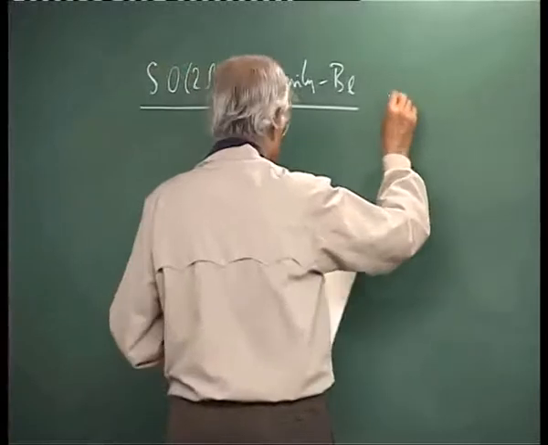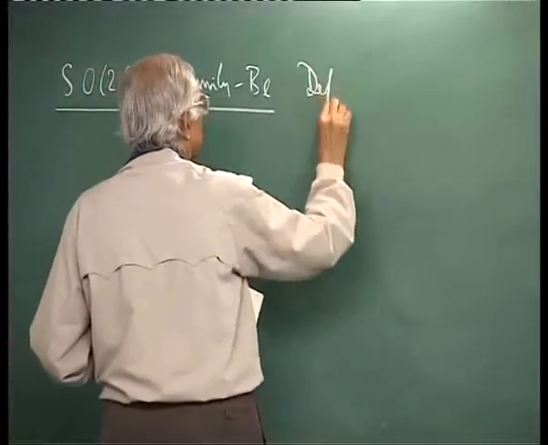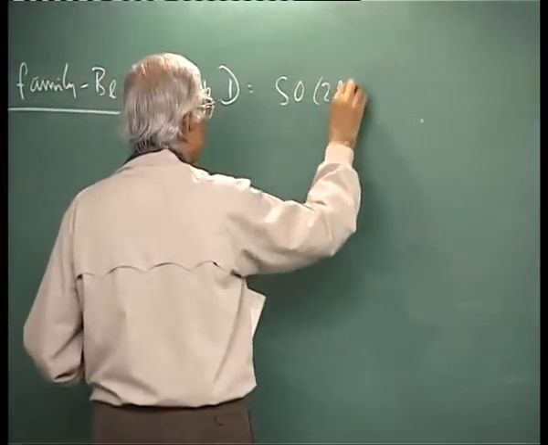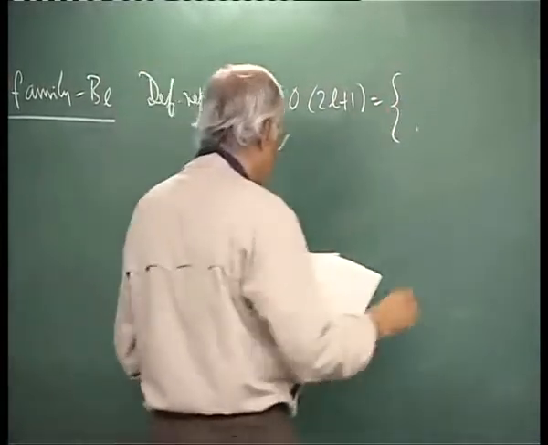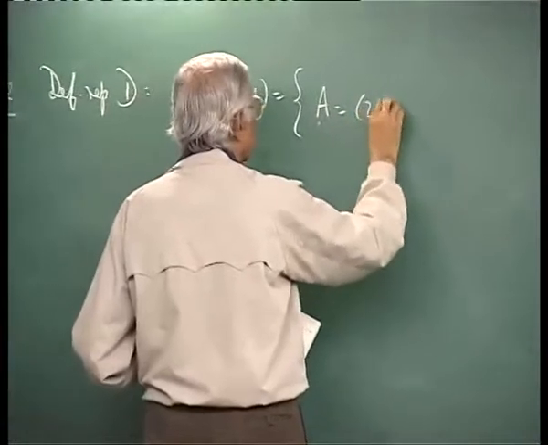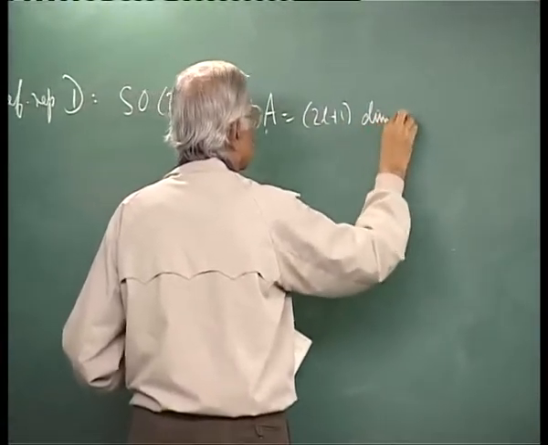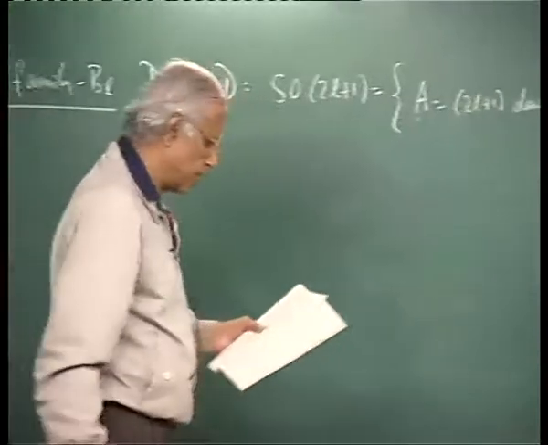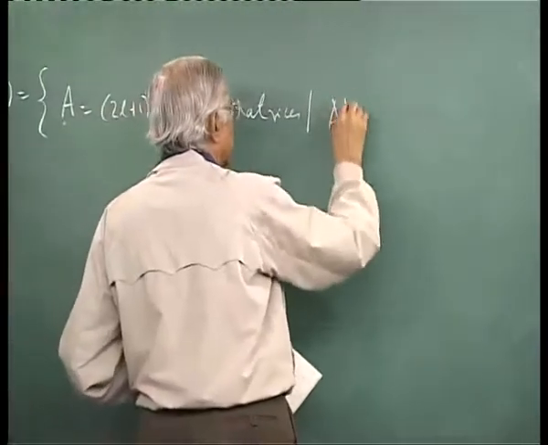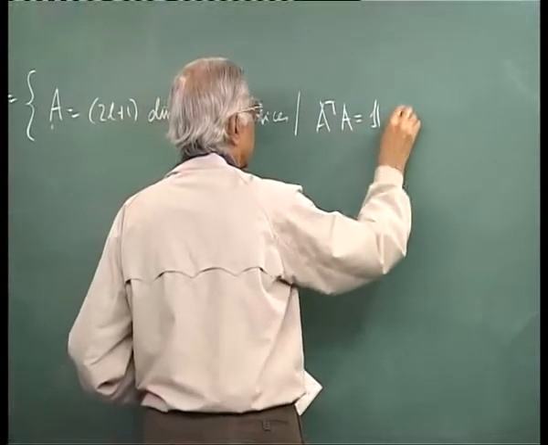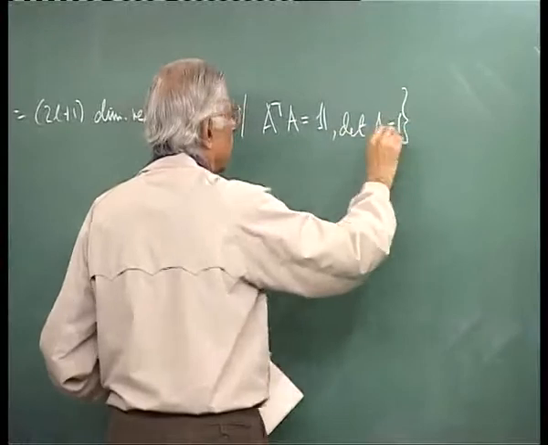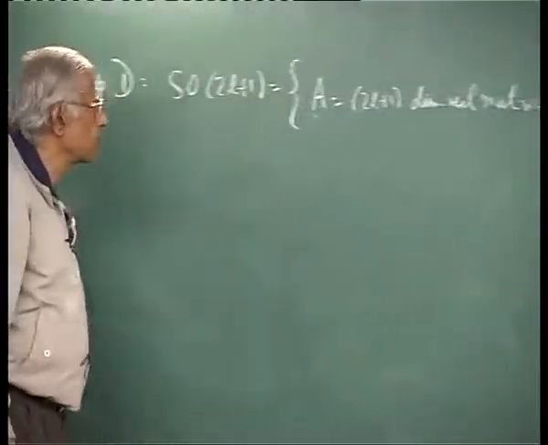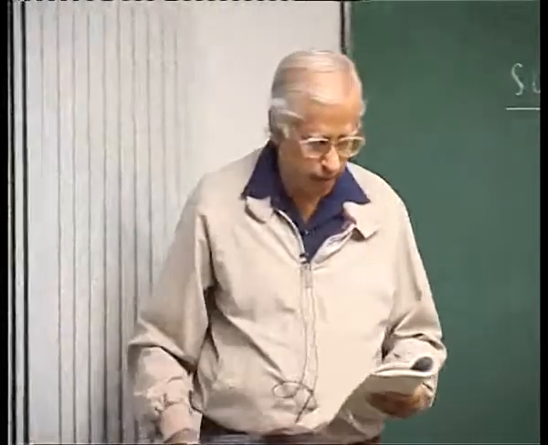So again, I will start with the defining representation, which I denote by T. It is obvious, I just write it for completeness sake. We say that this group is the family of matrices of dimension 2L plus 1, and they must be real and they must be orthogonal and be proper. That is, we avoid reflection operations. So this is the definition of the BL family.